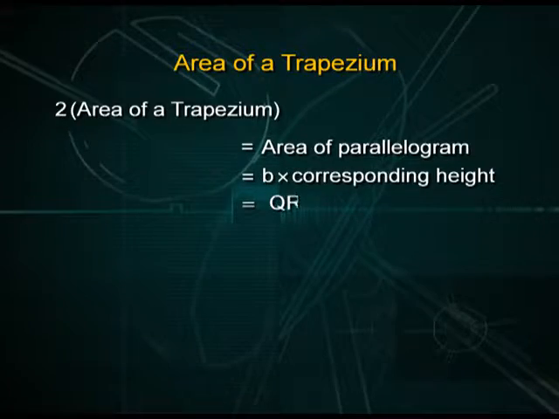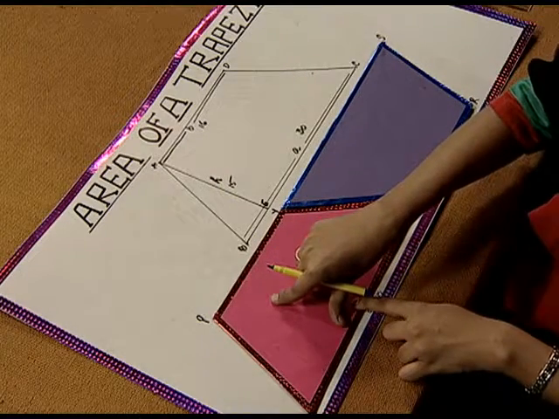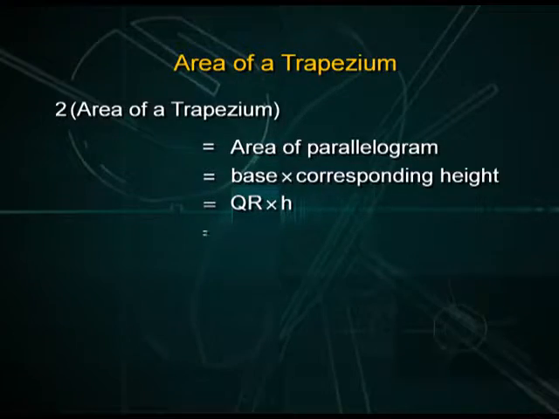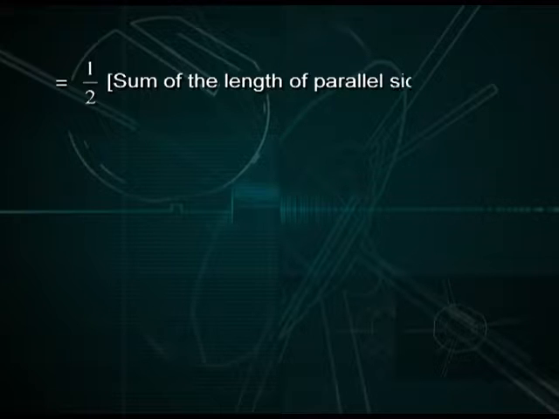So we can write here: base is QR into corresponding height. Now, what is the height? Since this parallelogram is made up of trapeziums and the height of a trapezium is h units, similarly, the height of the parallelogram is h units. So, this is h. And right now, we have seen the area is (a plus b) into h. So, the area of a trapezium is half into (a plus b) into h, or we can say half of the sum of the lengths of parallel sides of a trapezium into the height.